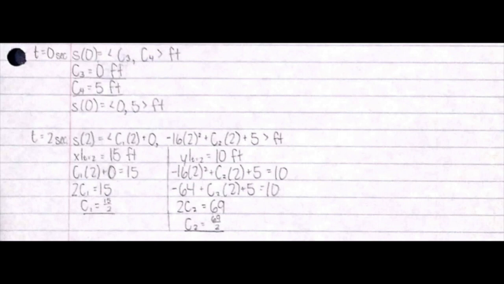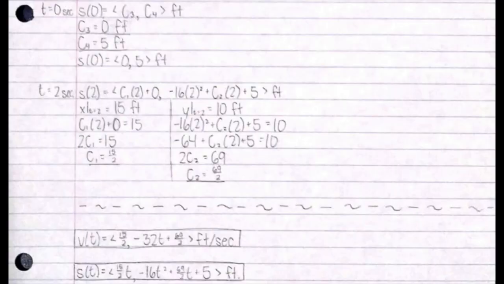Now we can plug in our c values to get our final answers. The velocity vector is 15 over 2, negative 32t plus 69 over 2 feet per second. Our position vector is 15 over 2t, negative 16t squared plus 69 over 2t plus 5 feet.